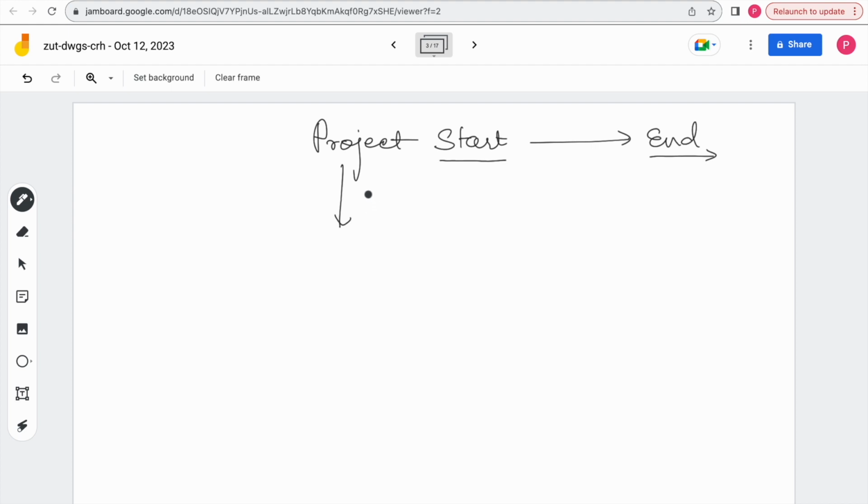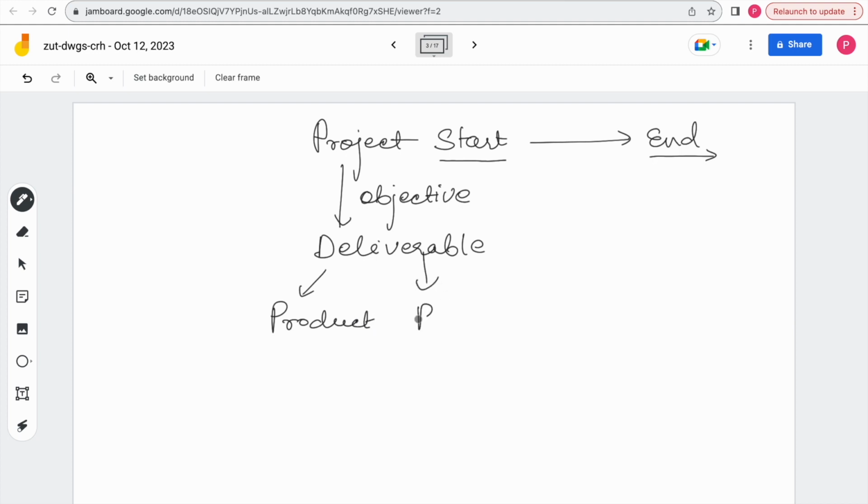A project is always taken on to fulfill an objective, and a project always gives you a deliverable. Deliverable is output, like product, result and services. So a project is always undertaken to fulfill an objective. Suppose you are leading the construction of a bridge as the project. The objective in the construction of the bridge will be to facilitate better transport, and the deliverable there will be a bridge.